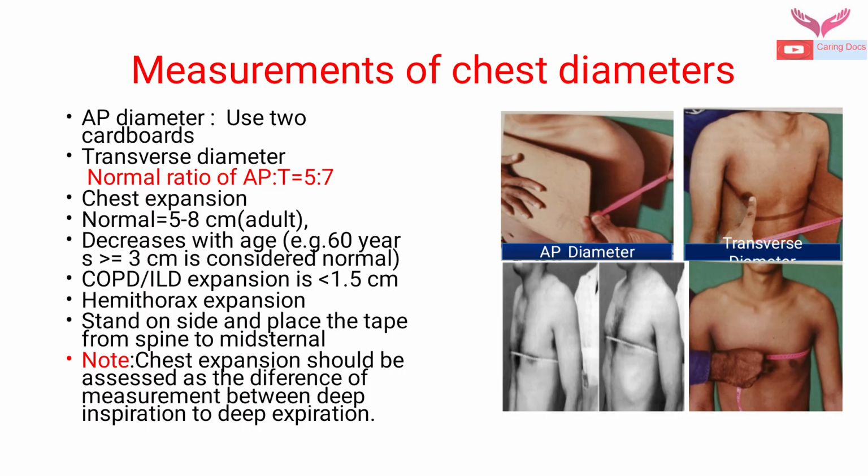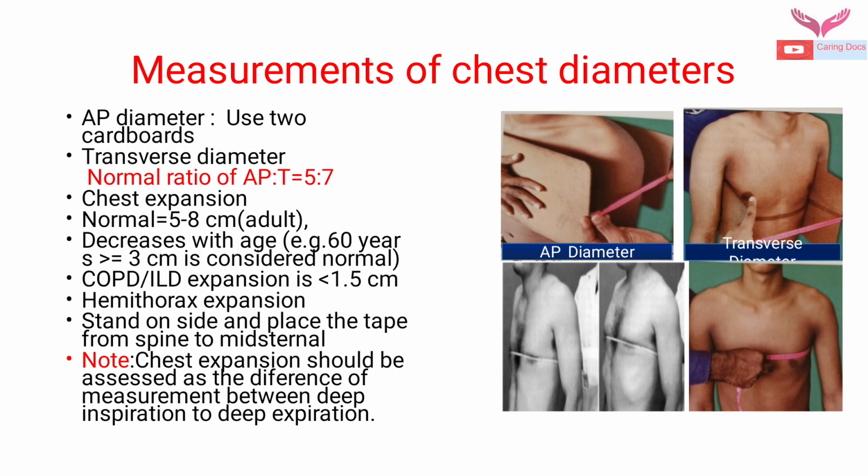It decreases with age. For example, in a 60 year old person, whereas for a normal adult it is 5 to 8 centimeter, we can take it as 3 centimeter. It can be considered as normal. In patients with COPD and interstitial lung disease, the expansion is usually less than 1.5 centimeter.